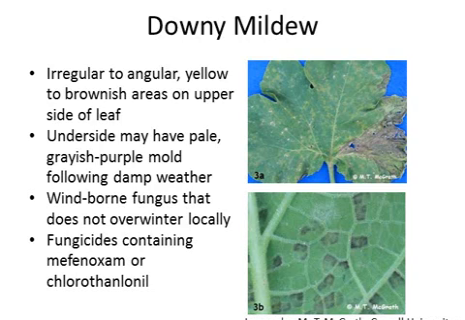Downy mildew is caused by an airborne fungus that originates in Florida and moves northward during the growing season. During wet, cool weather, however, it can cause considerable damage. This disease produces irregular to angular, yellow to brownish areas on the upper side of diseased leaves. The underside of the leaves may show a pale, grayish-purple mold following damp weather. The mold may vary from white to nearly black in color.